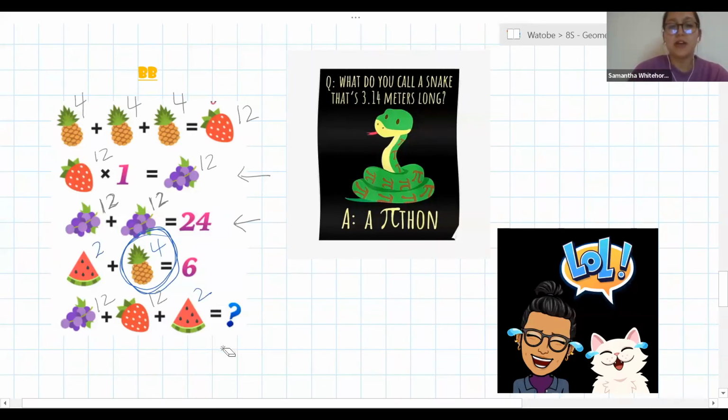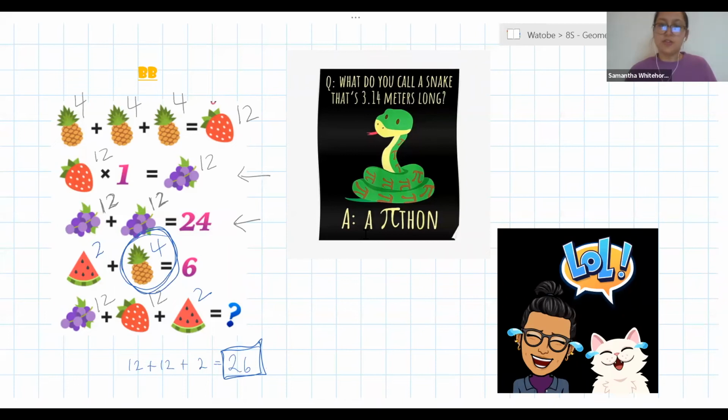So Tato, what would the final answer be if we're saying the grape plus the strawberry plus the watermelon? The grapes are 12. Okay, and the strawberry is 12. 26. Well done. Excellent. Thank you. Alrighty, guys. So our watermelon was equal to 2. And so that allowed me to then go work out my final answer of 26. Well done, everyone.